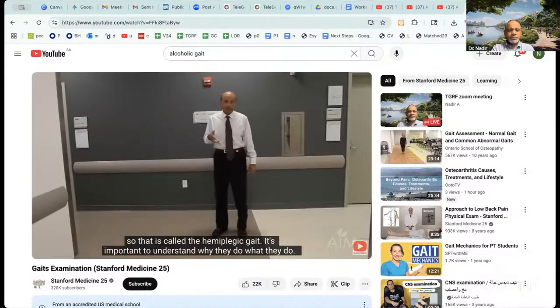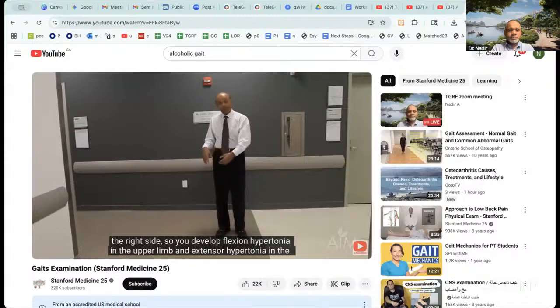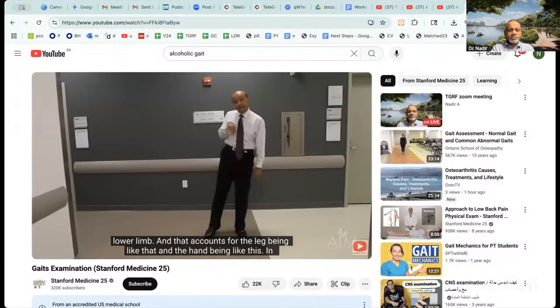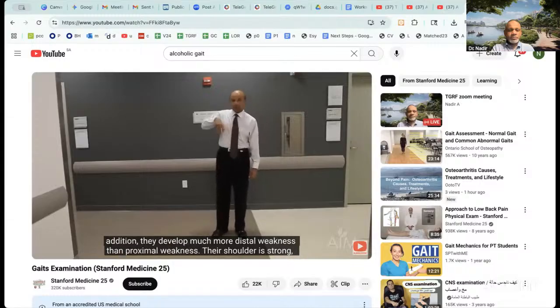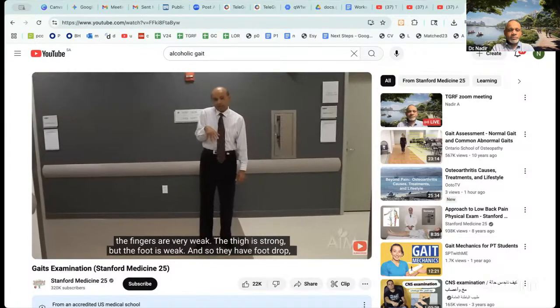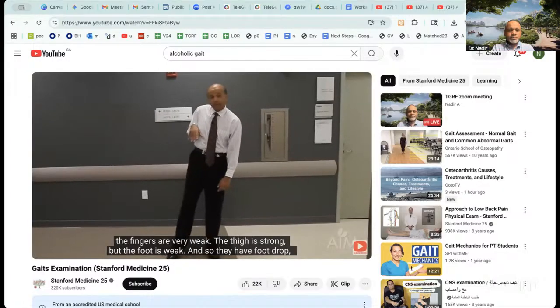It's important to understand why they do what they do. When you cut the pyramidal tract on the left side, you have abnormalities of tone that manifest on the right side. So you develop flexion hypertonia in the upper limb and extensor hypertonia in the lower limb. And that accounts for the leg being like that and the hand being like this. In addition, they develop much more distal weakness than proximal weakness. Their shoulder is strong, the fingers are very weak. The thigh is strong, but the foot is weak, and so they have foot drop.